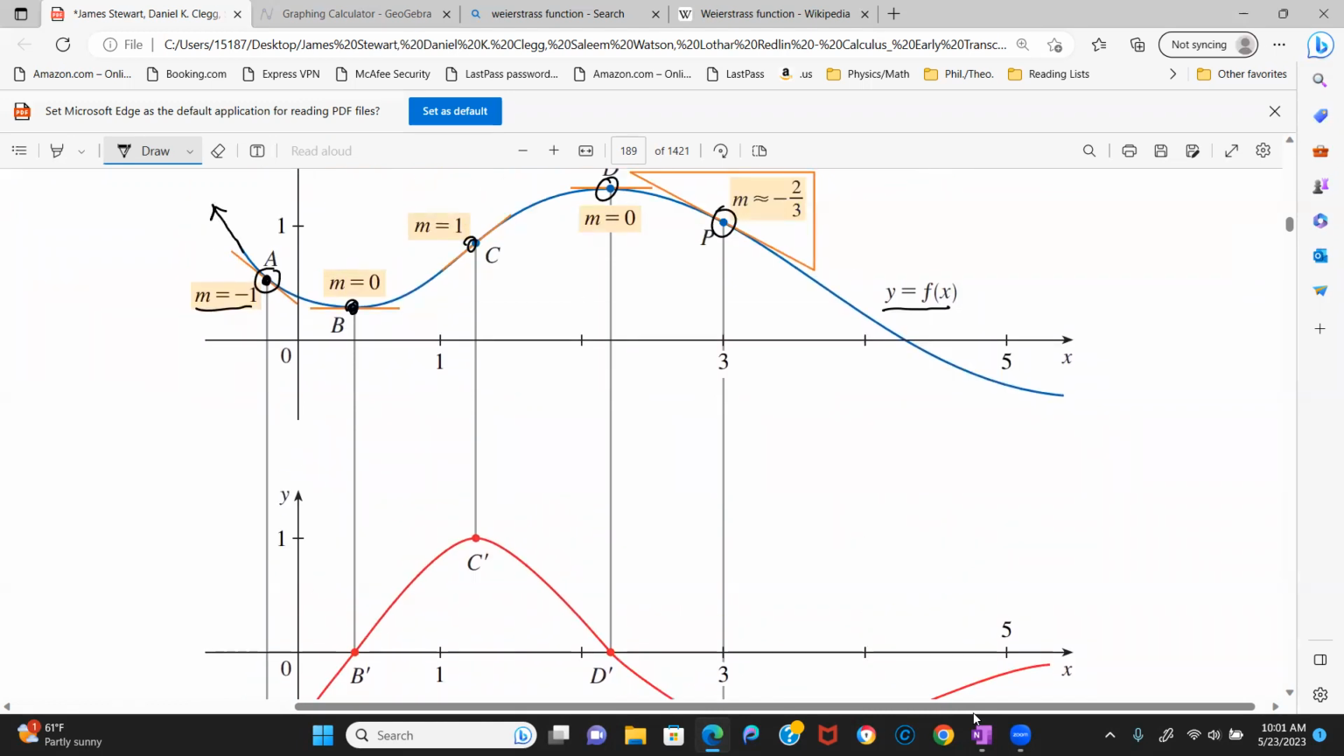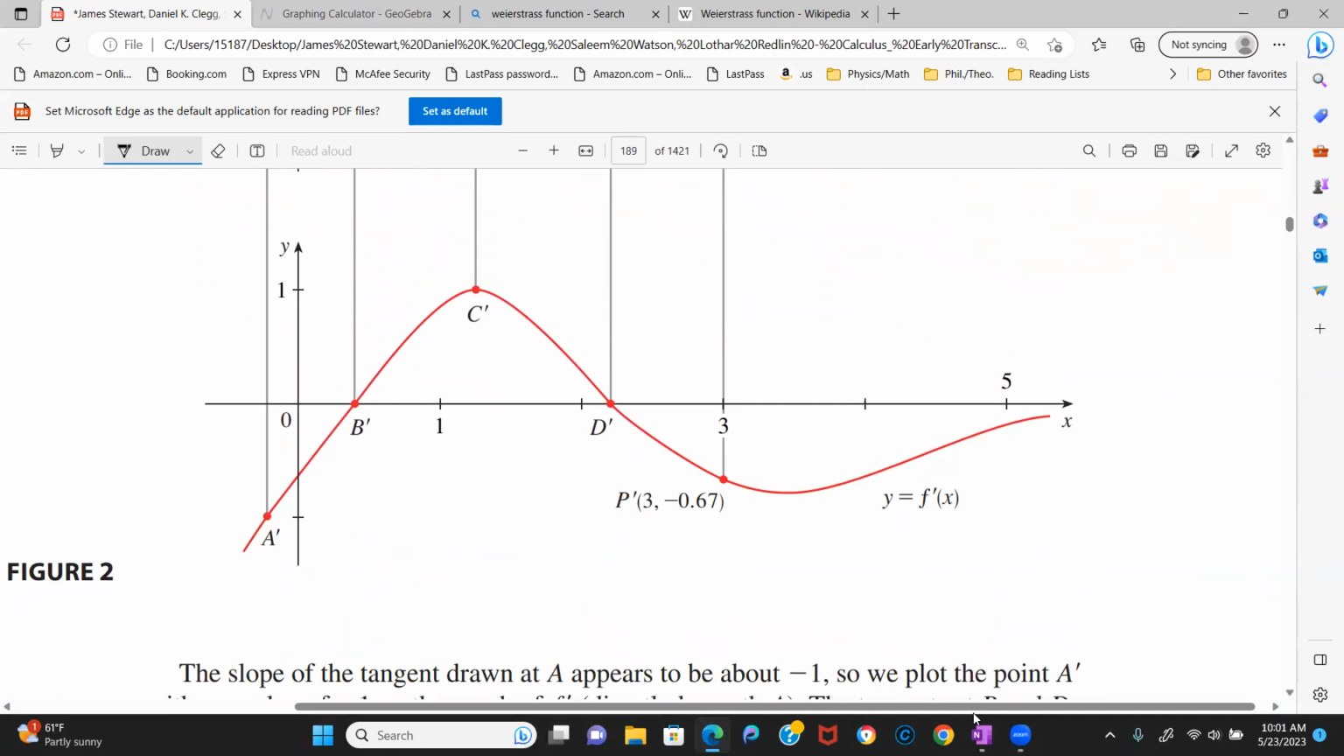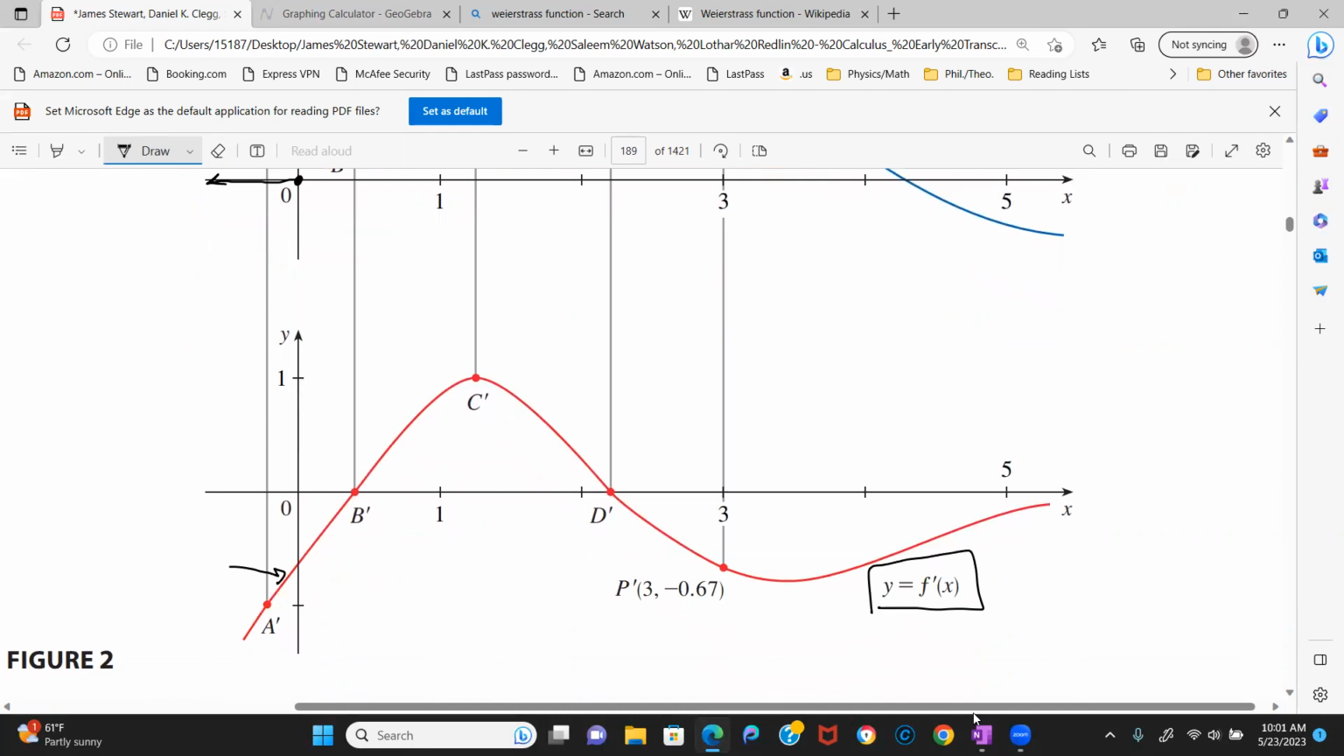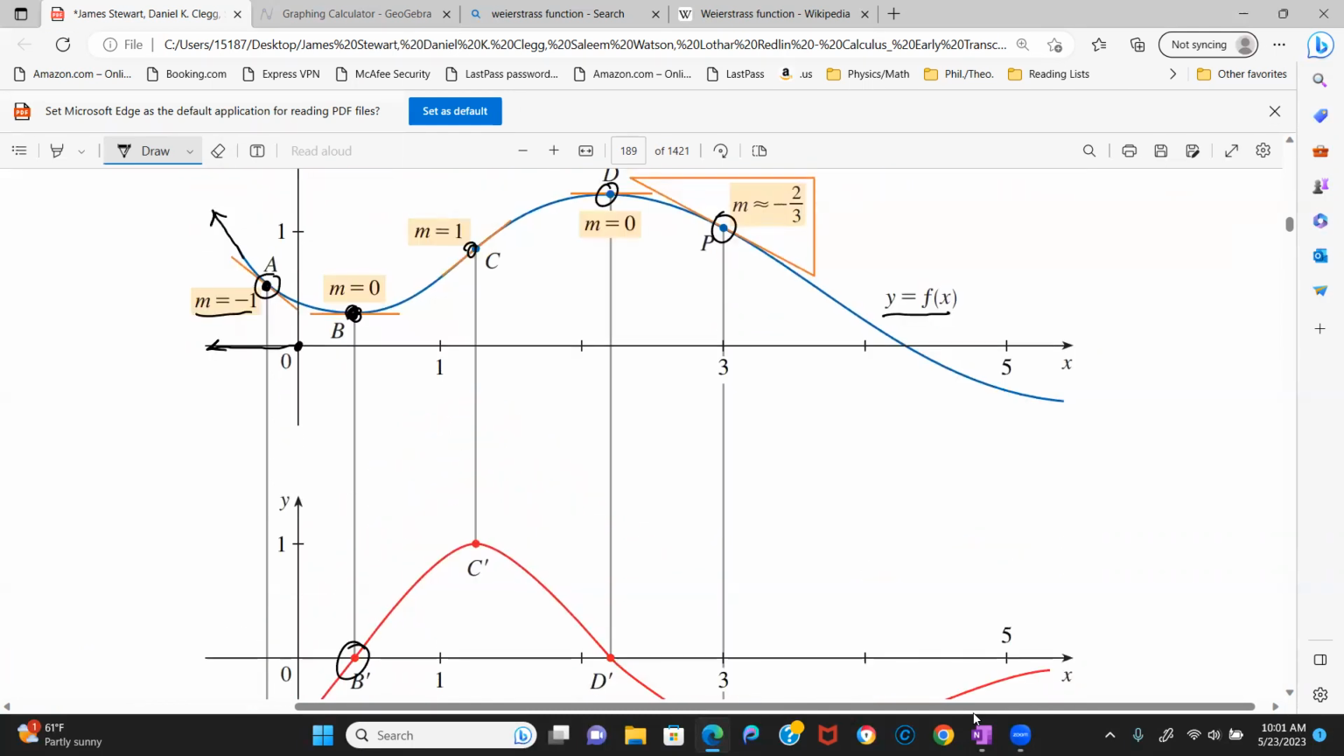When you're at 0 and going to negative infinity, the graph is below the x-axis. This is the graph of the derivative. It's below the x-axis. And then it's 0 at this point B, so the derivative should go through the x-axis, and it does. And then you have a point here at 1. This is a slope of 1, so this point should be at height 1, and it is.